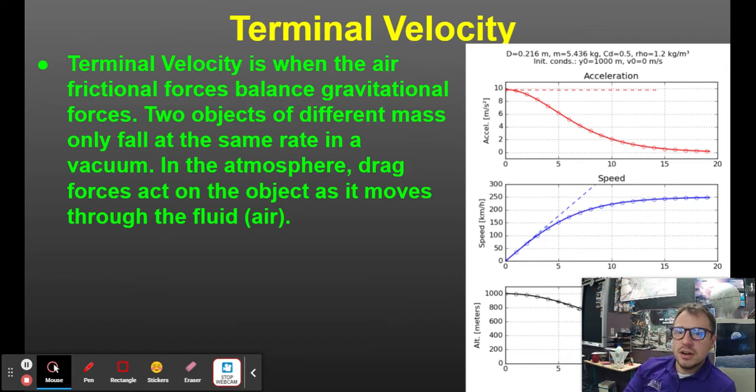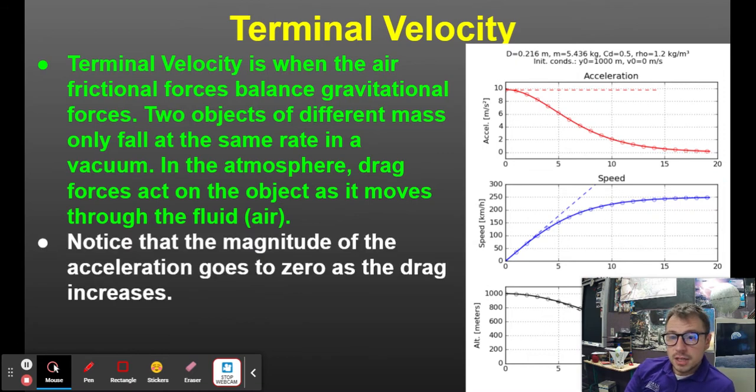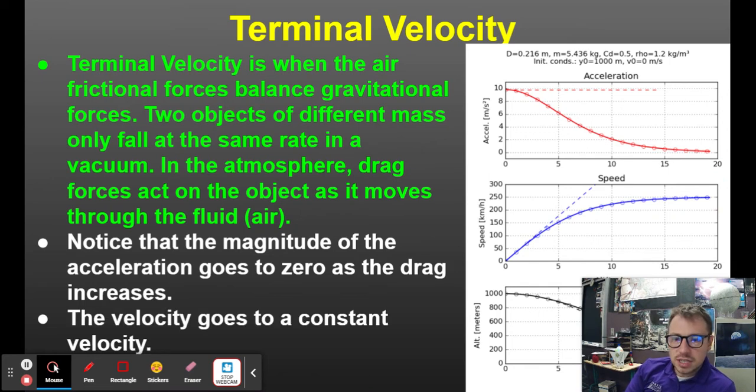Terminal velocity is when the air frictional forces balance gravitational forces. Two objects of different mass only fall at the same rate in a vacuum. In the atmosphere, drag forces act on the object as it moves through the air, or that fluid. So notice that the magnitude of the acceleration goes to zero as the drag increases. The velocity goes to a constant velocity. That's what terminal velocity is. It's when the air forces balance out the gravitational force.